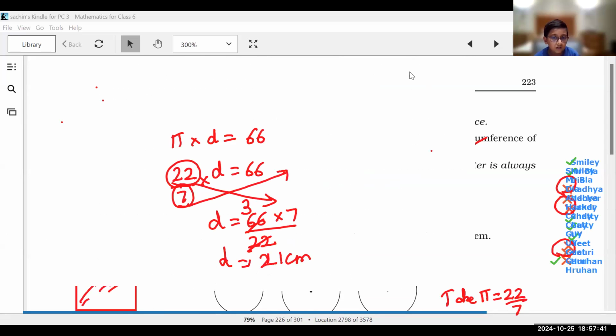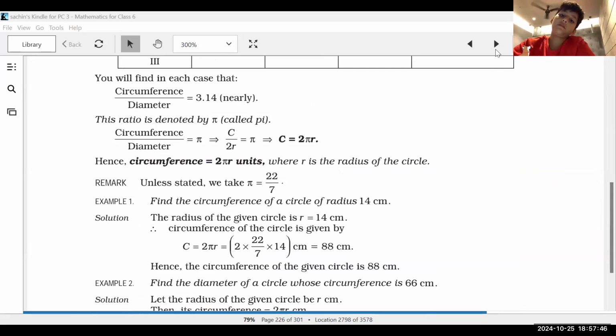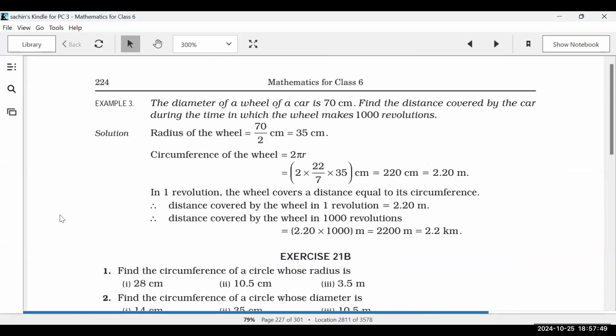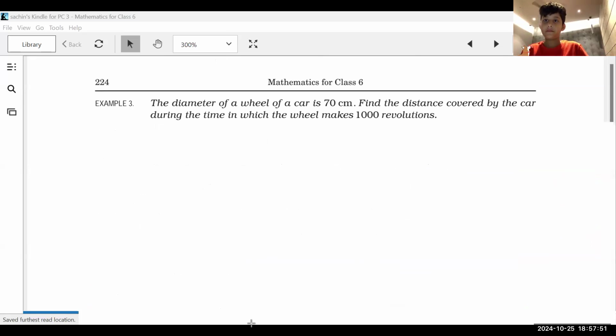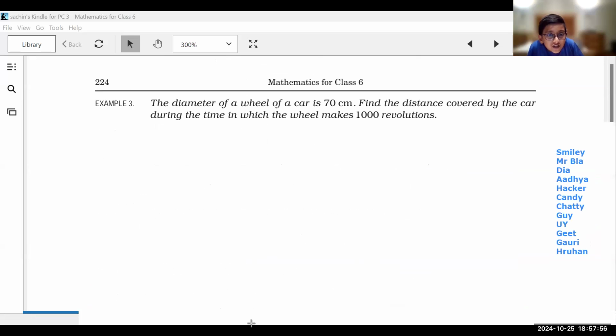Thank you, sir. So one last extra question of the day. Okay, sir, try it. This is too tough, sir. No, it's not too tough. There is just one single concept. And in this question, use pi equal to 22/7.